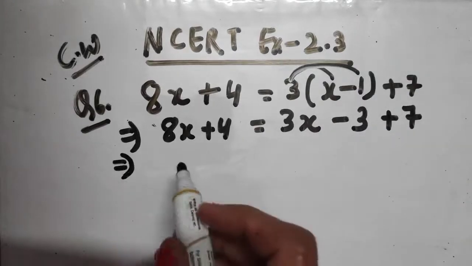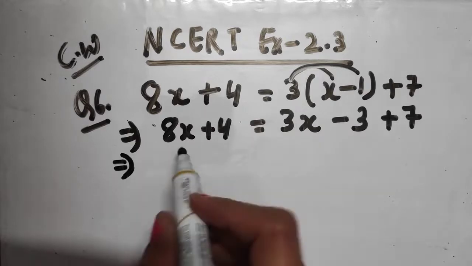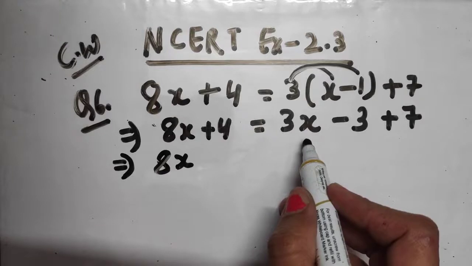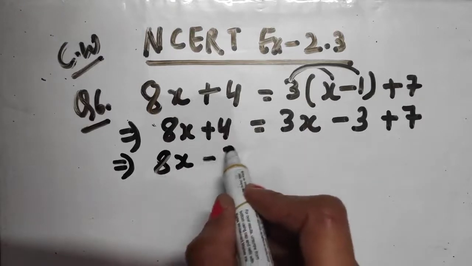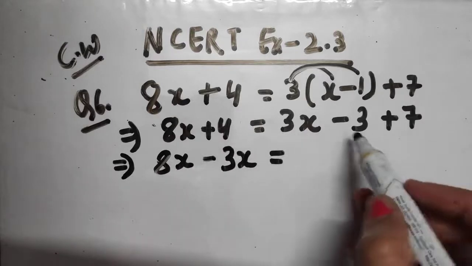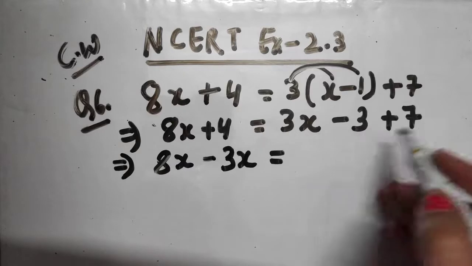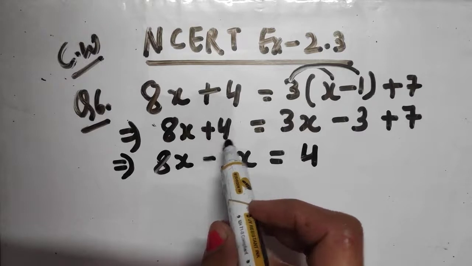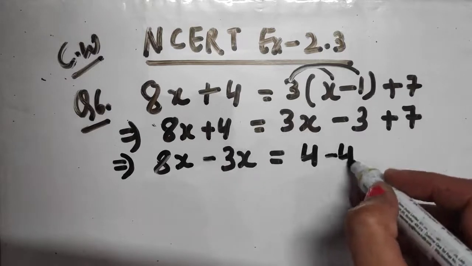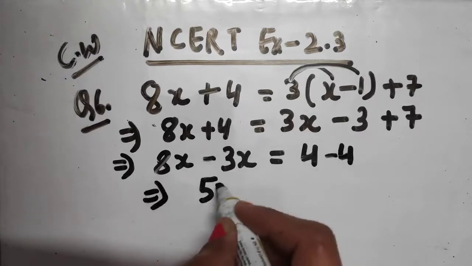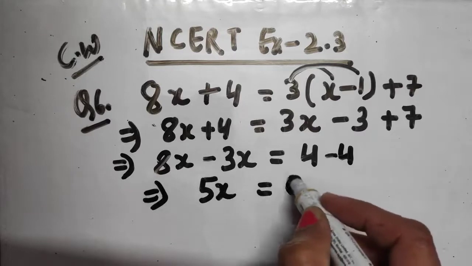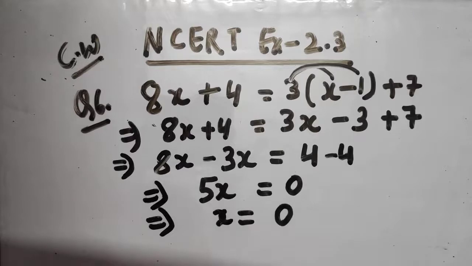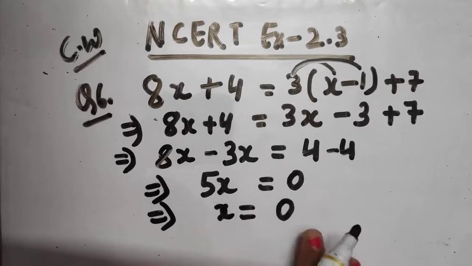Now I am keeping the variable part on the left hand side. So it will be 8x. Now this 3x, when it is transposed to the left hand side, will be minus 3x. That is equal to minus 3 plus 7. It will be 4. And when this 4 is transposed to this side, it will be minus 4. So it will be 5x is equal to 0. So x will be equal to 0. So I am getting the value of x as 0.